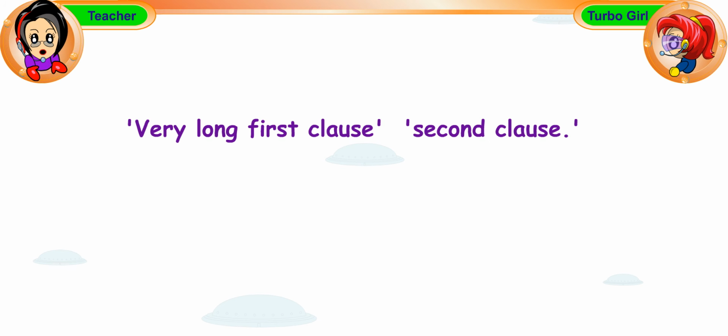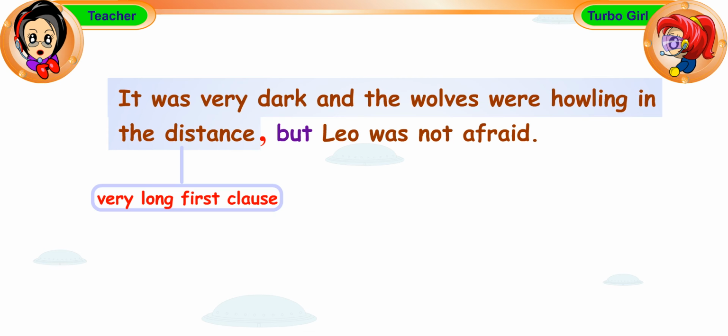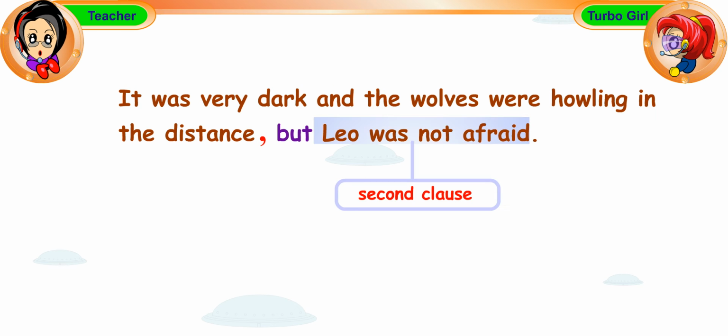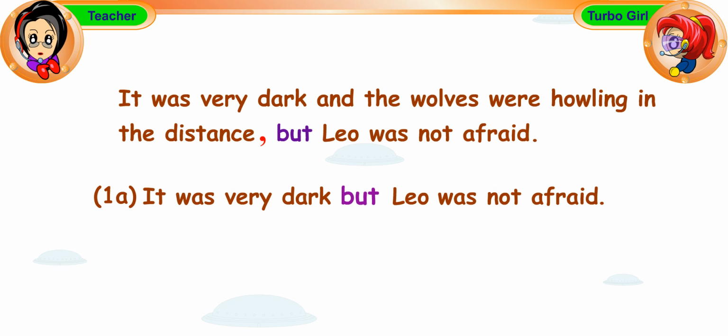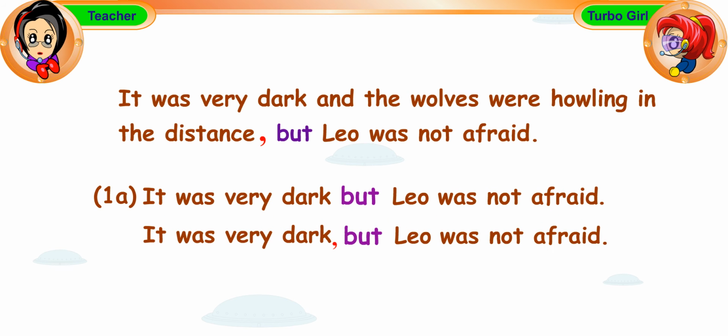If the first clause is very long, we need to add a comma in between the first and the second clause. For example, it was very dark and the wolves were howling in the distance, comma, but Leo was not afraid. If the first clause is not very long, like in 1a, then we can either add the comma or leave it out. So, both these sentences are correct. 1a. It was very dark, but Leo was not afraid. It was very dark, comma, but Leo was not afraid.